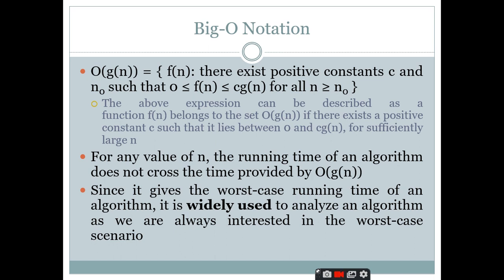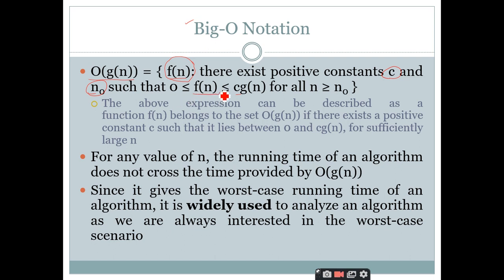Right. So coming to the big O notation, the definition of big O notation is: big O of g of n is equal to the set of f of n. Here this is the function which we are going to concentrate on. So our function is f of n. So we define big O of g of n as the set of f of n such that there exist positive constants c and n naught such that 0 is less than or equal to f of n, less than or equal to c into g of n, for all n greater than or equal to n naught. So this is the mathematical formula that is defined for this big O notation.